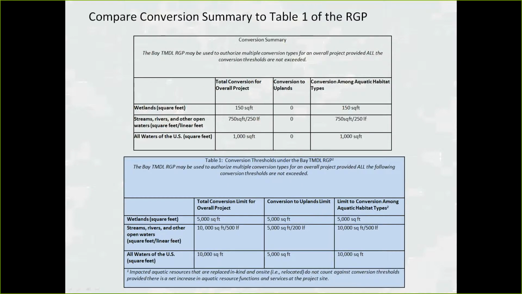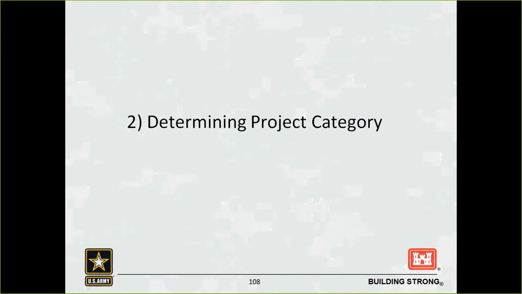You'll remember Table 1 from the Regional General Permit. I compare my conversion numbers to the threshold listed in Table 1 of the Bay TMDL RGP. Again, project category determines process required to obtain authorization.